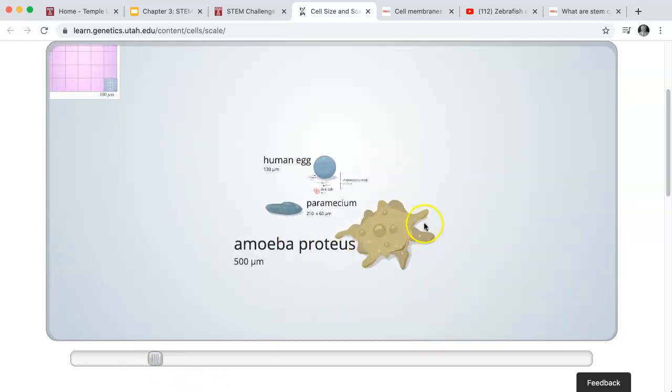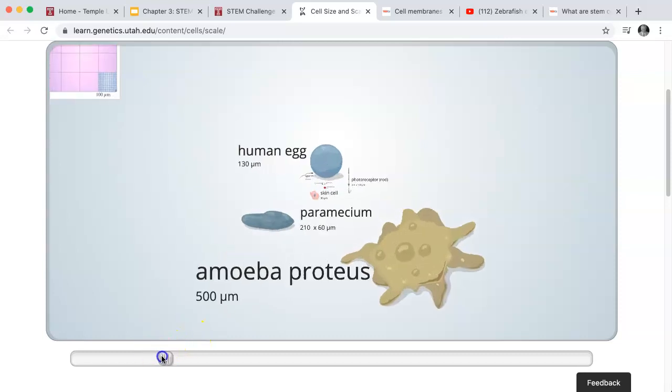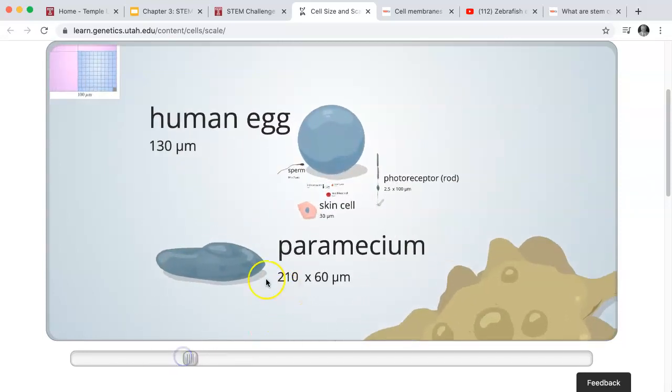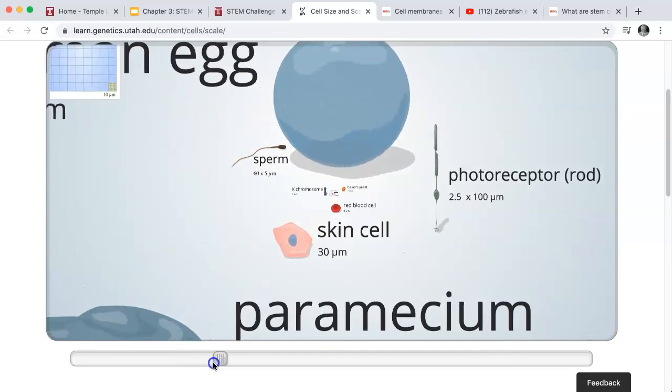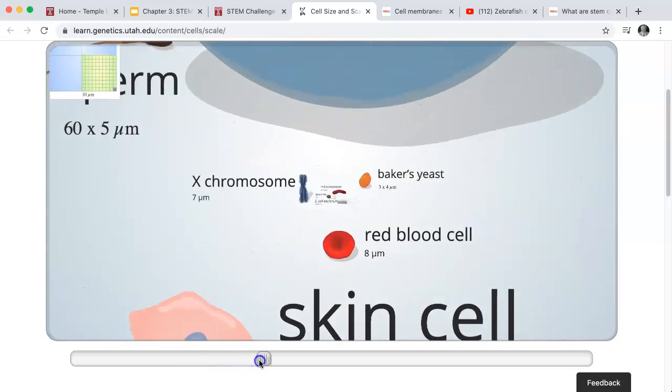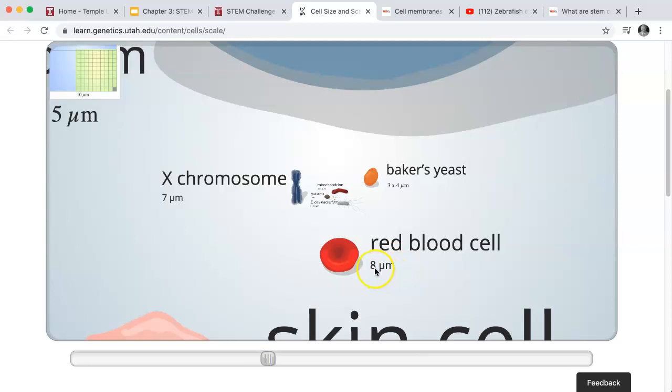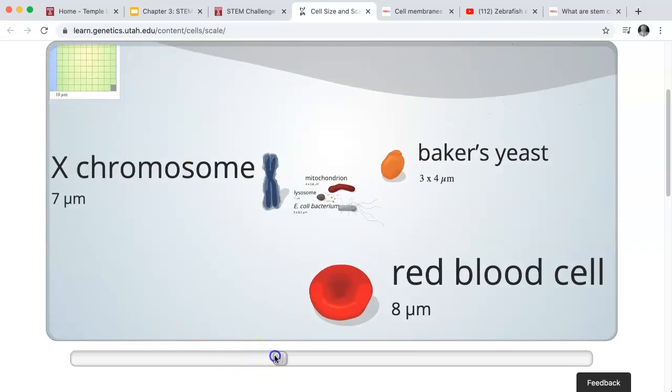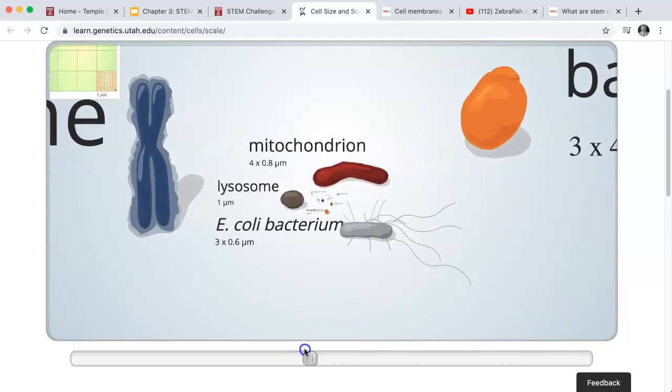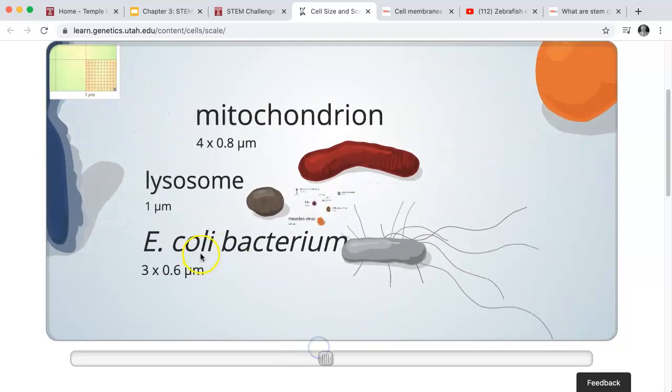So here's an amoeba, which is a large cell. It's 500 microns, so it's 1/2 of a millimeter. 500 microns, let's zoom down even more. We get to a paramecium, which is in length about 210 microns, a skin cell, 30 microns, and we zoom in further and further. Here's a red blood cell at 8 microns. Pretty soon we're getting down to the size of bacteria and even to the size of viruses. You'll notice that bacteria are about 3 microns from here to here, and about 1/2 of a micron, 0.6 of a micron, from the width.